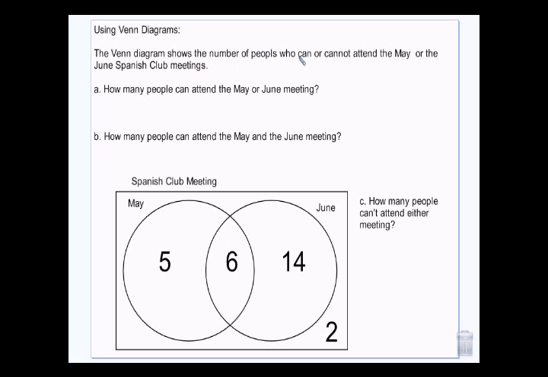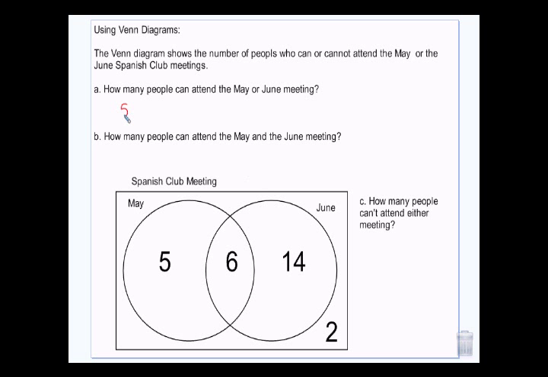We have the number of people who can or cannot attend the May or the June Spanish Club meetings. So this represents May. This represents June. Okay. So how many people can attend the May or the June meeting? This is or. We've got 5 plus that 6 can go to May, right? That's 11 that can go to May. And then the same 6 can also go to June. So we have 11 and 14 can go to either or.